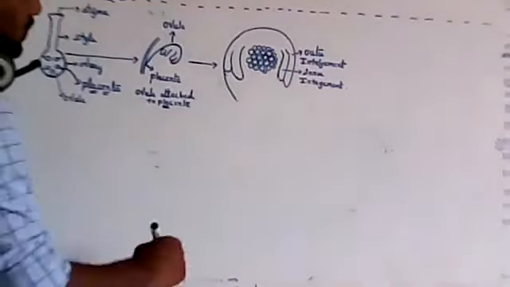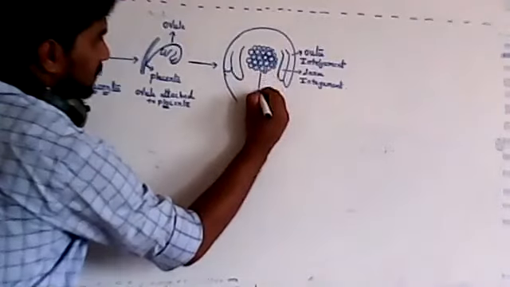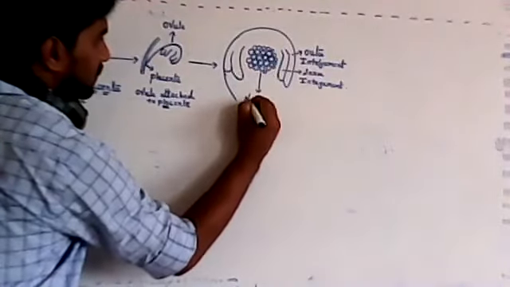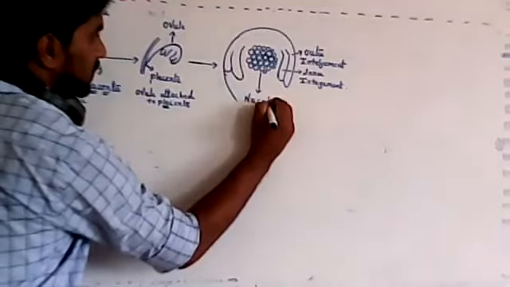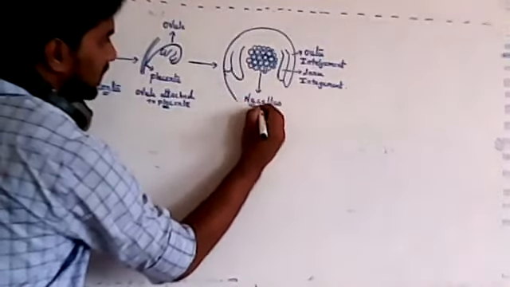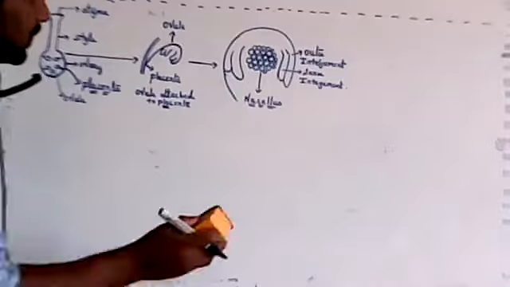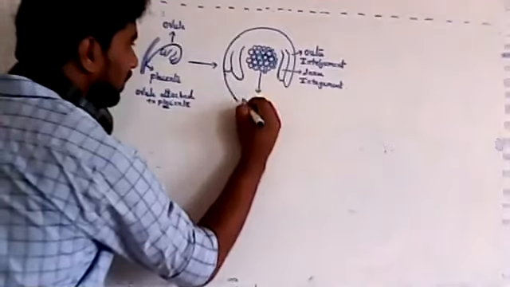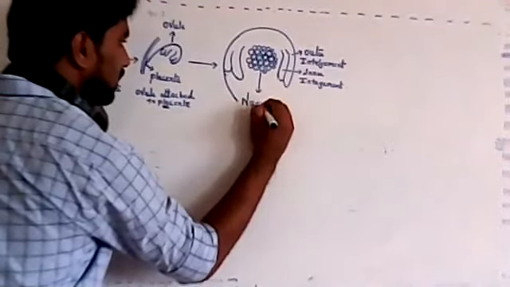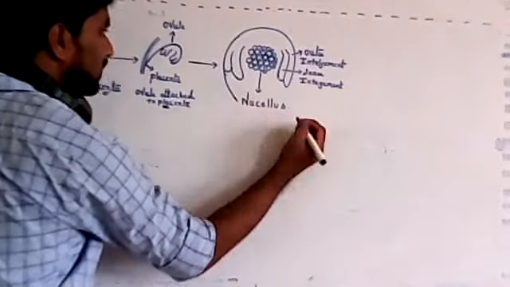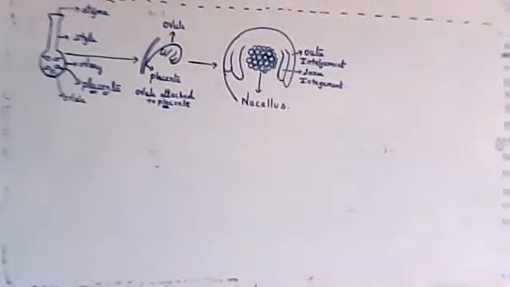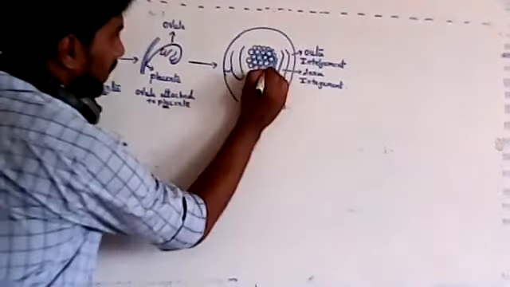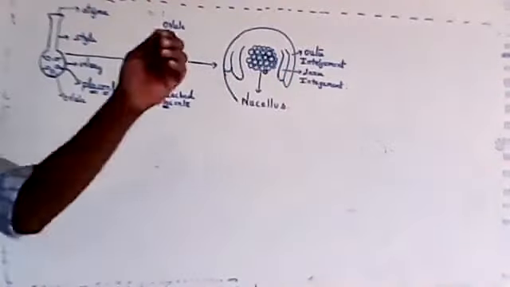The cells which are present inside are called the nucellus. Nucellus, not nucleus. Nucellus. If you can't see, I'll write it a little bigger. So the group of cells which is present inside is called the nucellus. They are made up of parenchyma cells, a group of cells present inside the ovule.